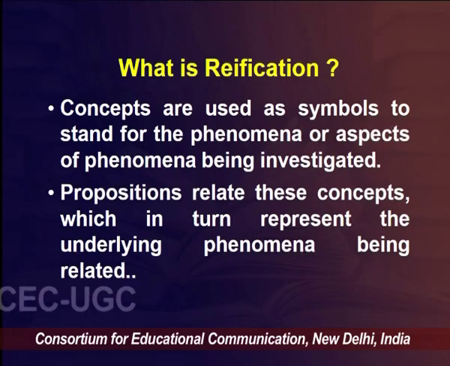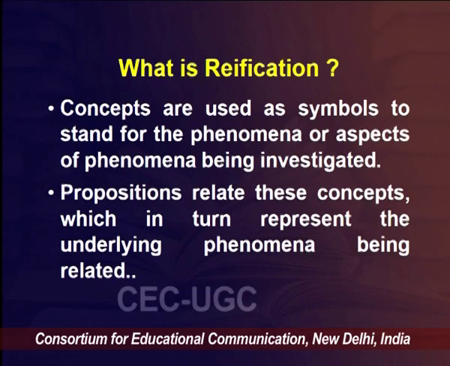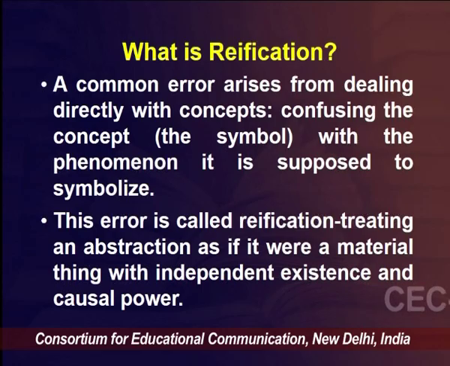Now, when we deal with concepts, we also try to understand the process of reification. So, what is reification? Concepts are used as symbols to stand for the phenomena or aspects of phenomena being investigated. Propositions relate these concepts, which in turn represent the underlying phenomena being related. A common error arises from dealing directly with concepts, that is, confusing the concept or symbol with the phenomena it is supposed to symbolize. So, there would be an error, and this error is called reification. Reification implies treating an abstraction as if it were a material thing with independent existence and causal power.